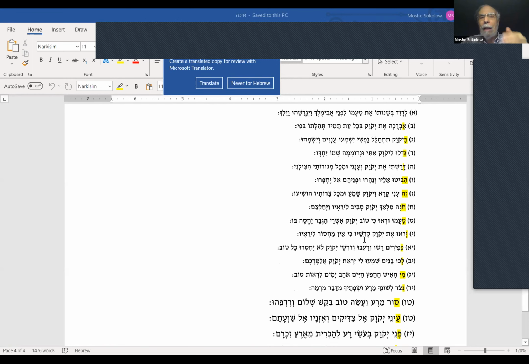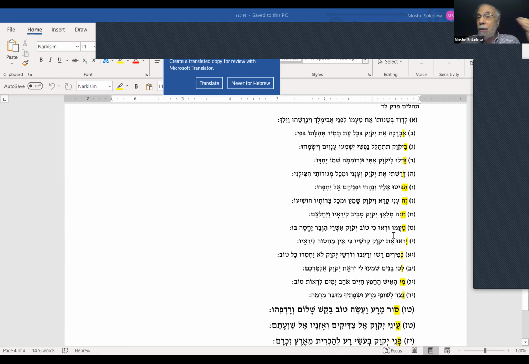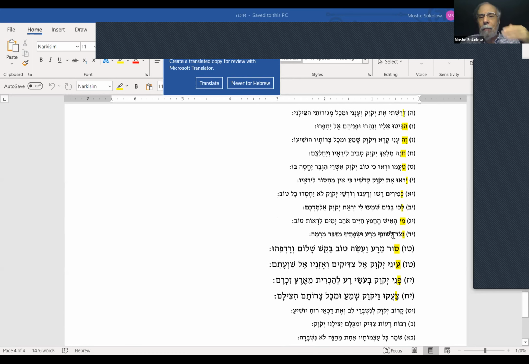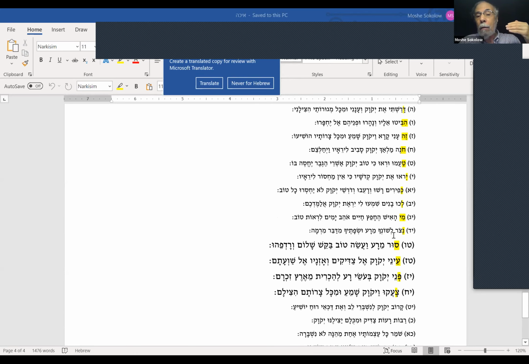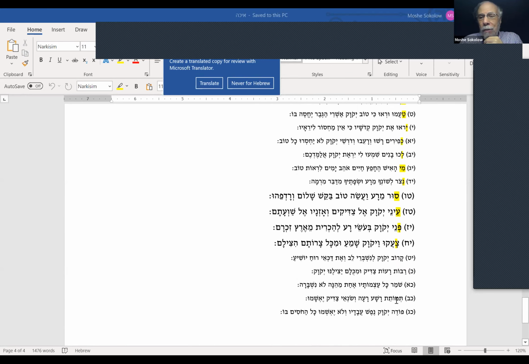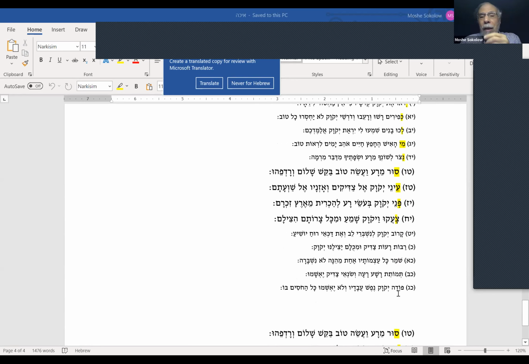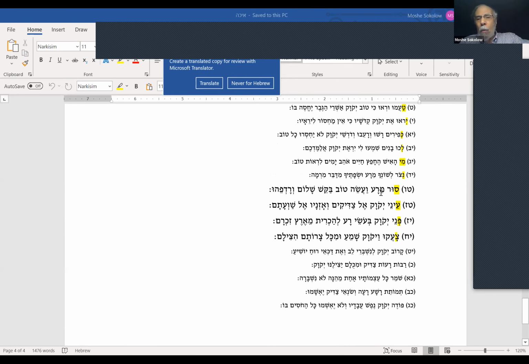Notice again, Aleph, Bet, Gimel, Daled, Hey, Vav, Zayin, Chet, Tet, Yod, Kaf, Lamed, Mem, Nun, Samach, Ayin, Pei, Tzadi. Oh, that's the correct sequence of the alphabet. Yes, but now look at the 4 highlighted verses. Actually, we can go back 1 to 2 verses, particularly because I like the rabbi's son's song Mi Ha'ish Hechafetz Chayim.